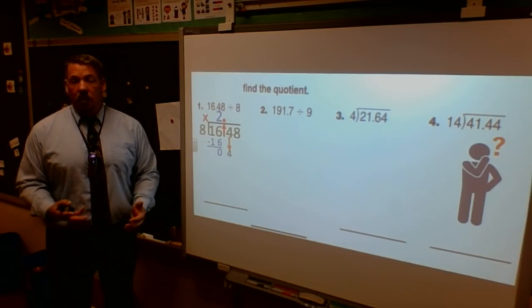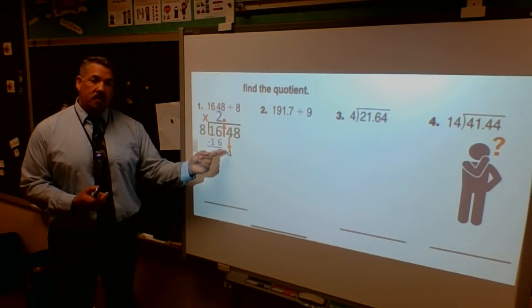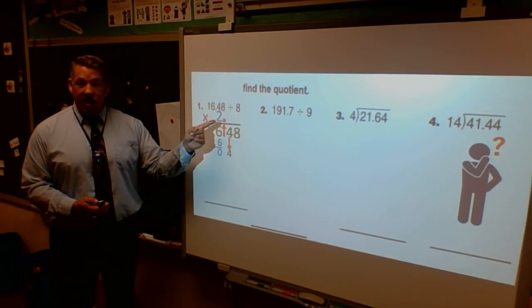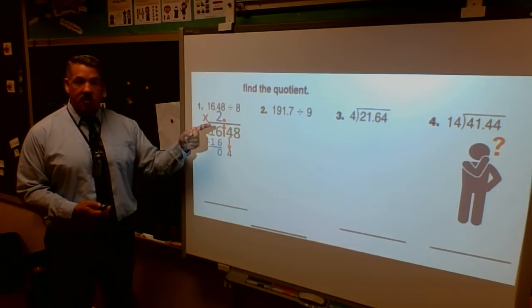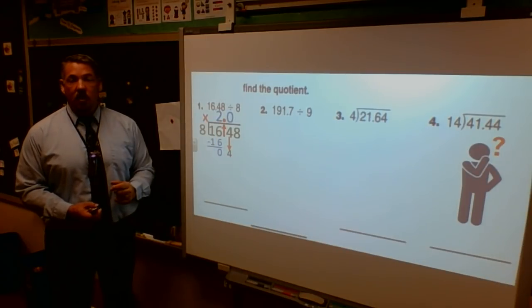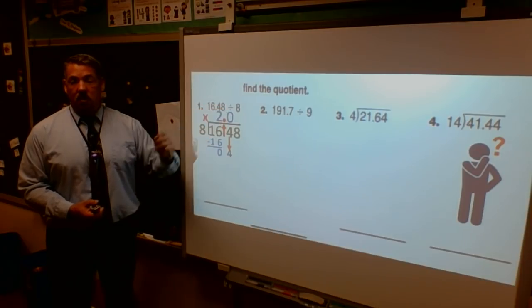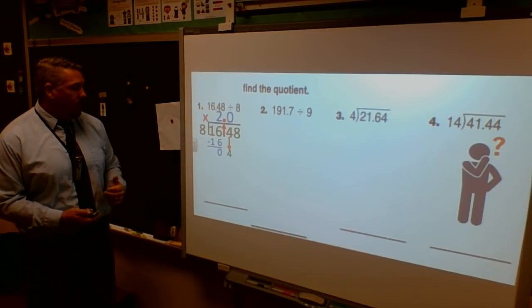Well, it doesn't. However, because it's holding a place value, since it doesn't, I have to say it goes into 4 zero times. And I have to put that 0. I have to hold this place value. If something comes down, something has to go up on my division line.